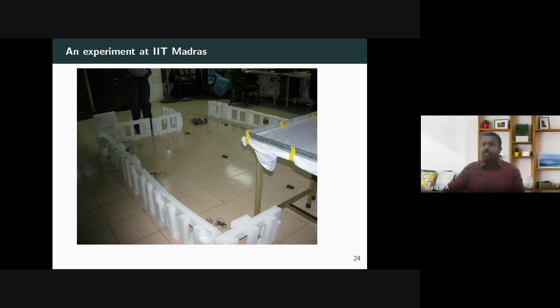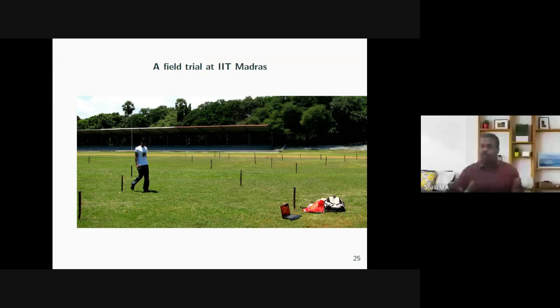It was working reasonably well in the setup. But this is a lab situation. It's a well choreographed process. Then they did the experiment in the field. This is one of the grounds in IIT Madras. There are three major grounds, and one is a 10 plus ground. That's basically reserved for cricket, Ranji Trophy, and Indian cricket team training, and then the other two grounds. This is one of them.